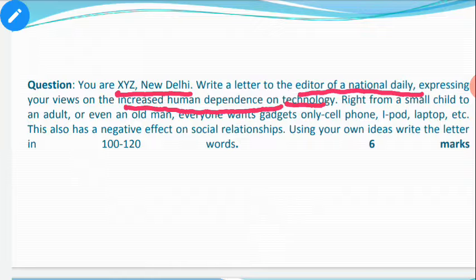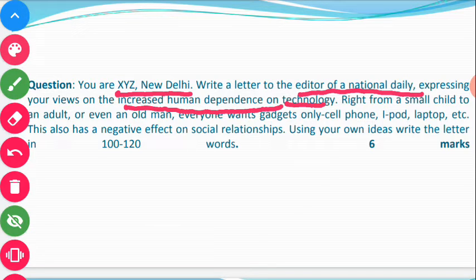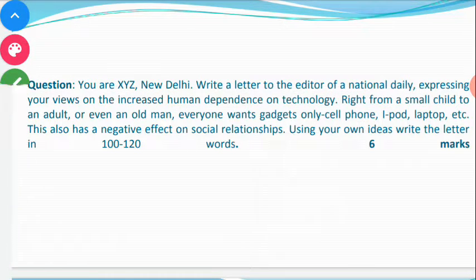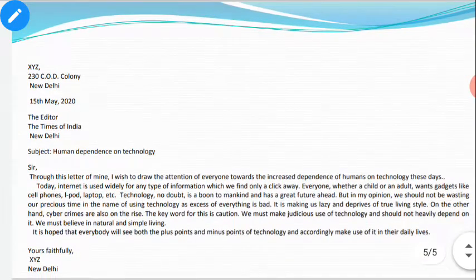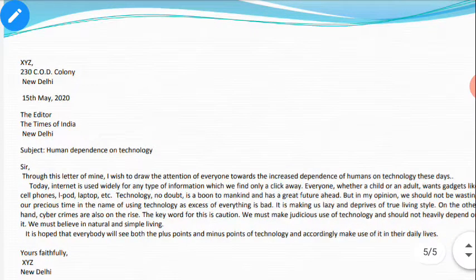Now we'll see the solution to this question, where all the important steps and different parts will be used while writing the answer. Let's move on to the next slide, the final slide. This is just a model example, a sample answer to the previous question. You can write even a much better letter than this one. I have just shown the different parts of a formal letter in this example.